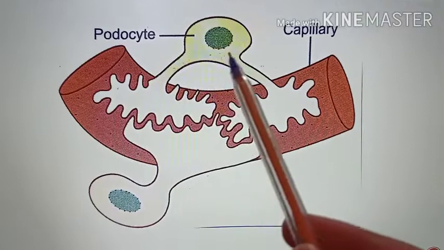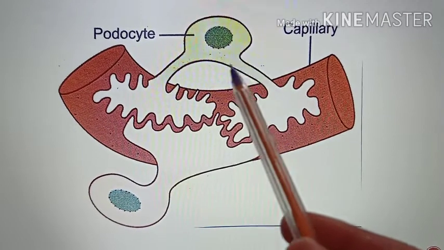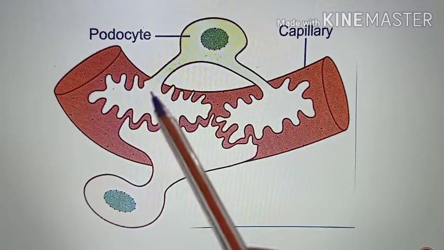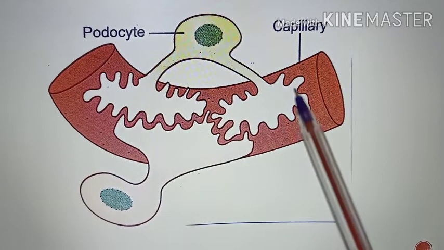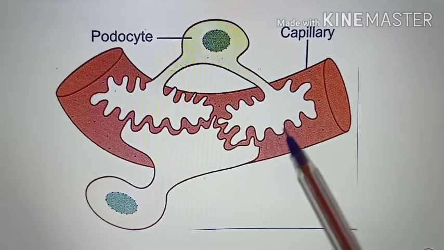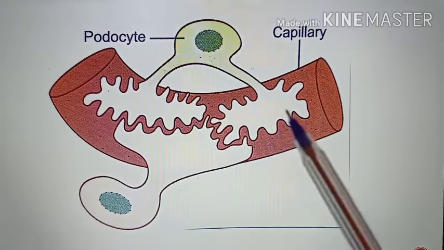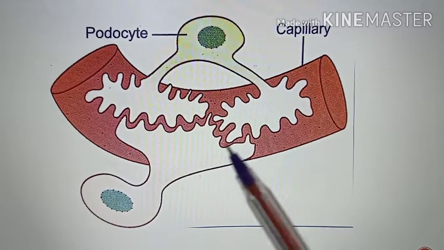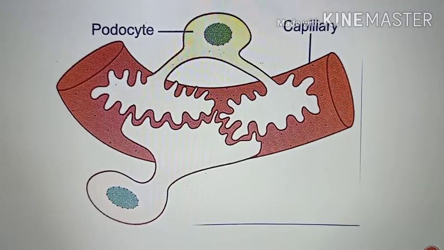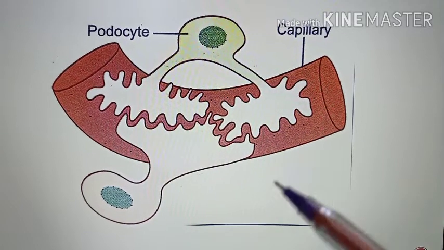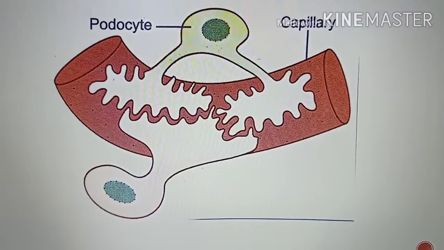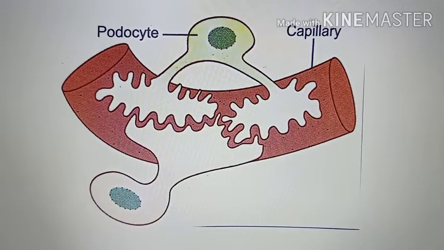These cells are called podocytes because they possess foot-like processes. These processes give the cell a star-shaped appearance. The processes of podocytes wrap around the capillary loops and interdigitate with the foot processes of the neighboring podocytes.